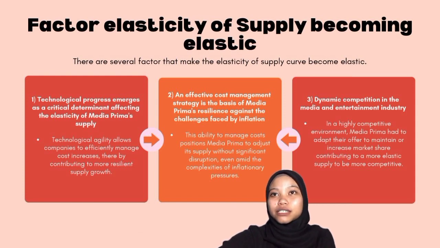There are several factors that make the elasticity of supply curve become elastic. First, technological progress emerged as a critical determinant affecting the elasticity of Media Prima supply. Technological agility allows companies to efficiently manage cost increases, thereby contributing to more resilient supply growth. Second, an effective cost management strategy is the basis of Media Prima's resilience against the challenge posed by inflation. This ability to manage cost positions Media Prima to adjust its supplies without significant disruption even amid the complexities of inflationary pressure.